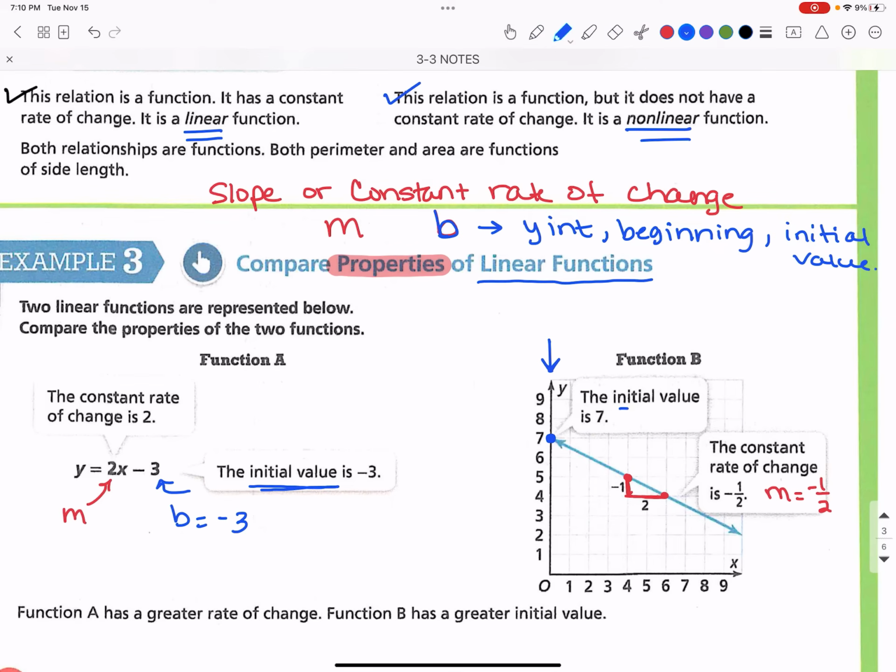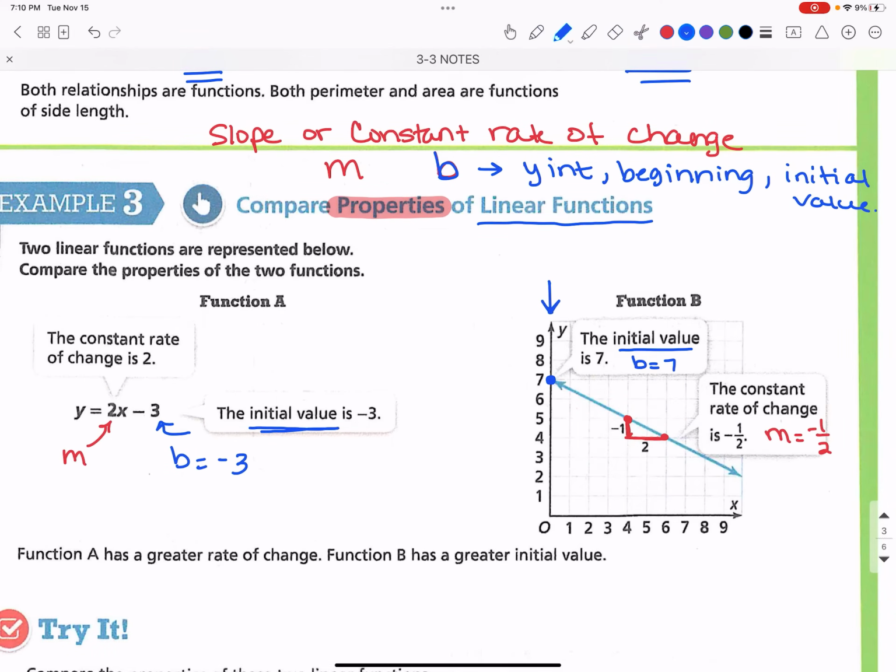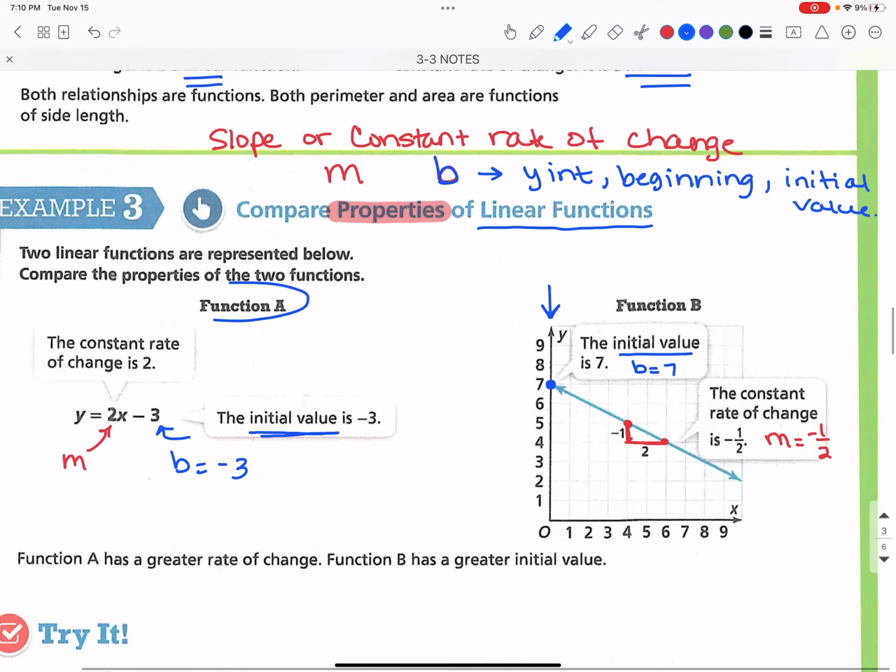So our initial value, or our B here, is 7. When it says to compare these, always compare the M and the B. So your answer would be that function A, which is right here, function A was the equation. Function A has a greater what? Well, function A had a greater rate of change because function A's rate of change, or M, was 2, and function B's slope, or rate of change, was -1/2.